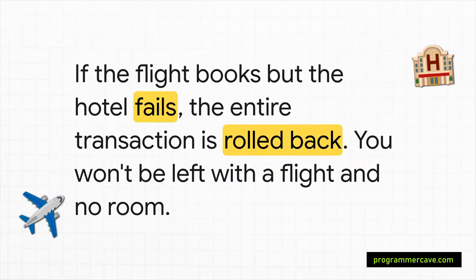Here's a perfect way to think about it. Imagine you're booking a travel package online. That single Book Now click has to do 2 things: book a flight and book a hotel. Now, what if the flight gets confirmed, but the hotel booking fails for some reason? Well, thanks to atomicity, the whole transaction is rolled back. The flight booking gets canceled. You're not left stranded with a plane ticket and no place to stay. It's either the whole package or nothing at all.